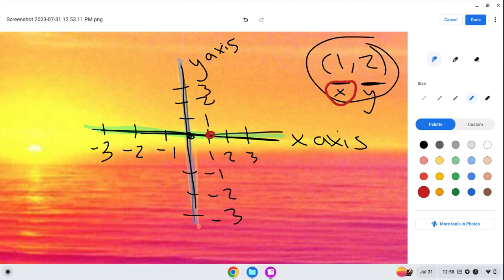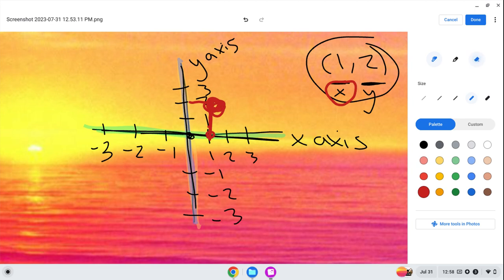Now the second step is to look at the y value, which goes up and down. The y value, which is the second one, is 2. So I'm going to go up, up, up, up, up until I find the number 2. So this dash is 2. So let me connect the dots. If this is the line for the number 2 and this is the line for number 1, then the dot should be right here.